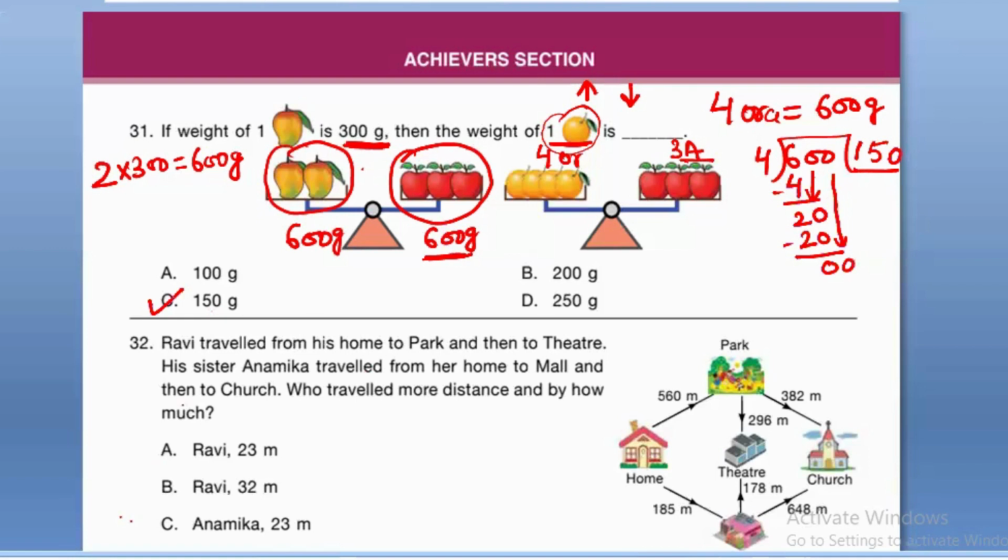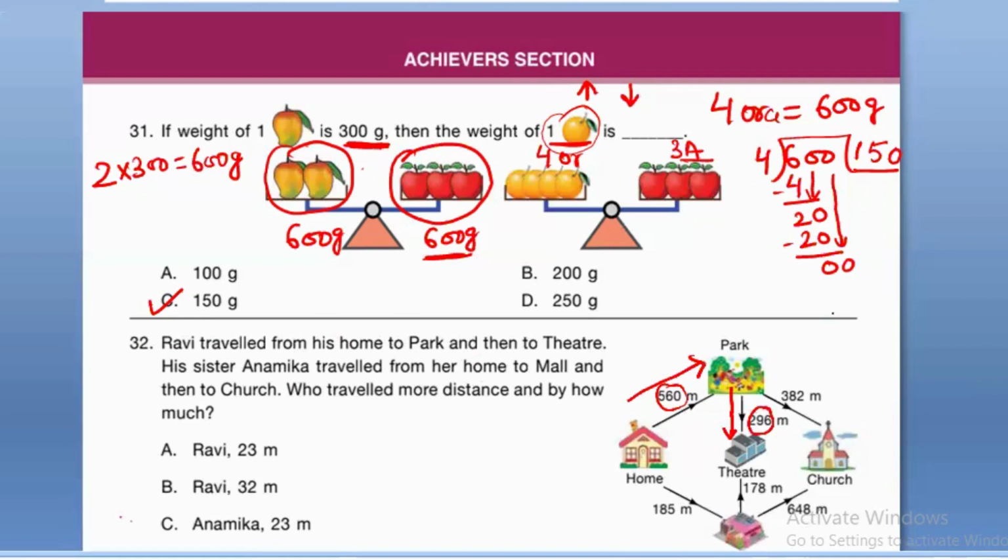Now you can see question number 32 over here. Question number 32 is like: Ravi travels from his home to the park and then to the theater. So what is Ravi doing? First, Ravi's home is here. First, he traveled from home to the park like this, which means he traveled 560 meter. Then after that, he traveled to the theater. The theater is here, which is 296 meter. So how far had Ravi traveled?